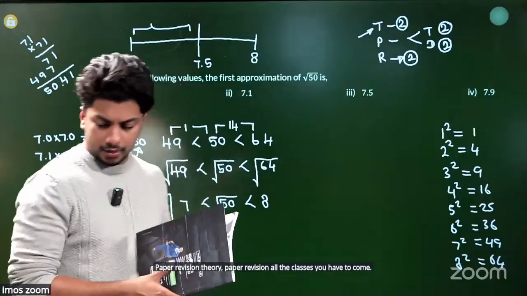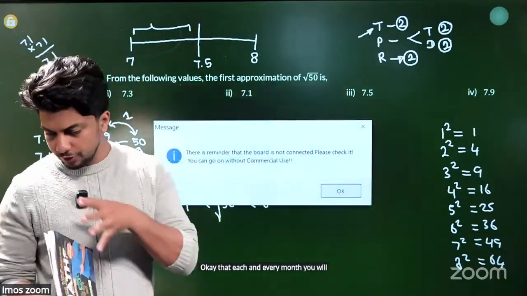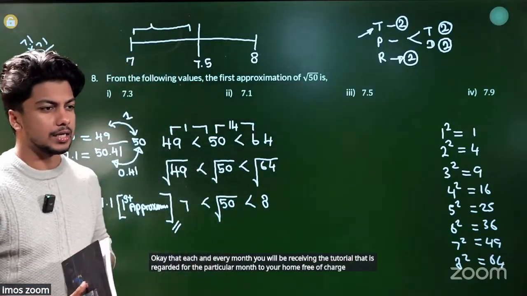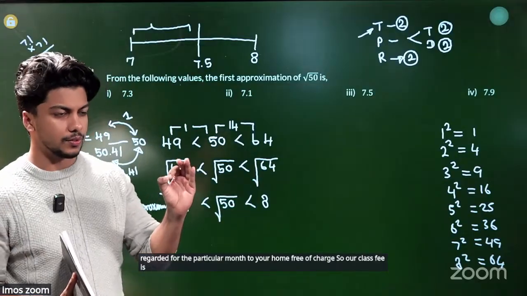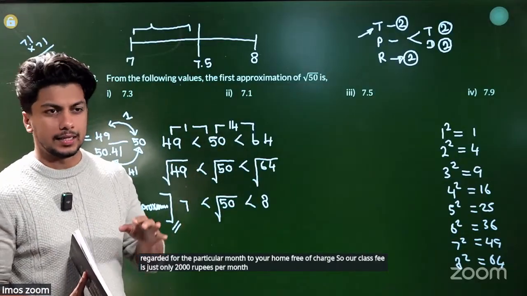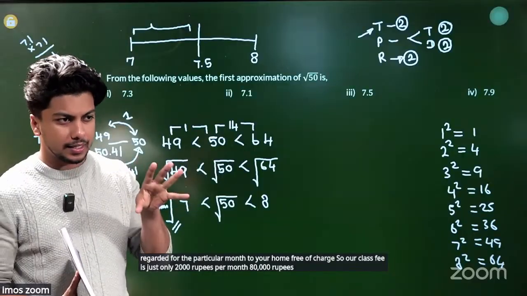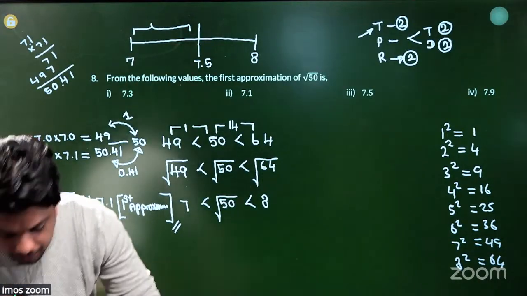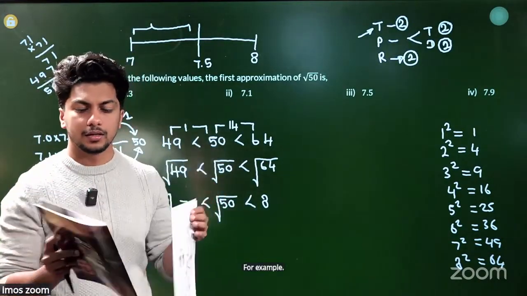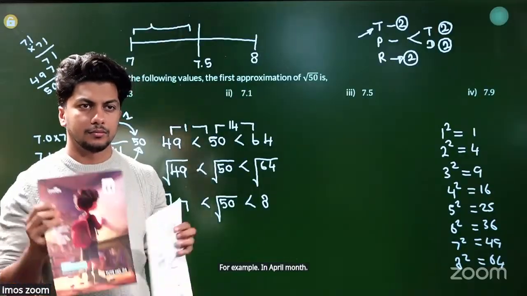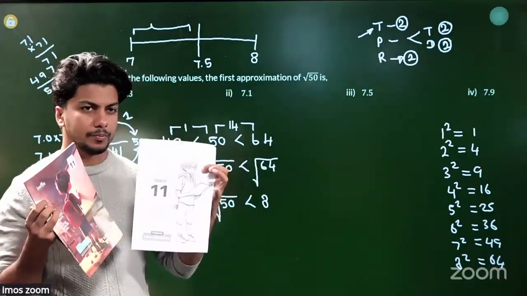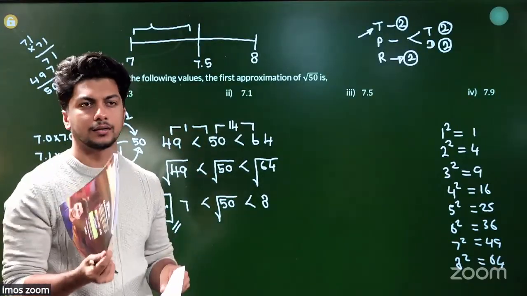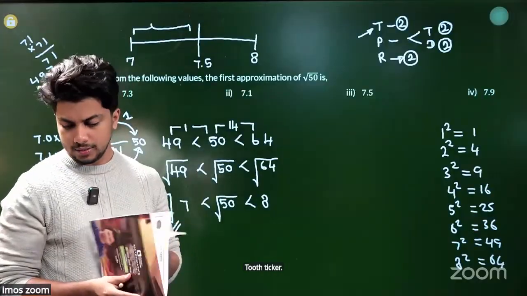Okay. Right. Each and every month you will be receiving the tutorial that is regarding the particular month to your home free of charge. So our class fee is just only 2,000 rupees per month. Within the 2,000 rupees per month class fee, we send you all the tutorials and papers to your home. For example, in April I am giving the children this tute and one more paper free, every month, to their home. So 2000 is the class fee.